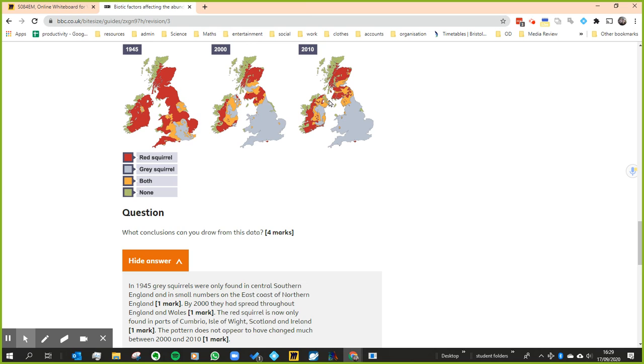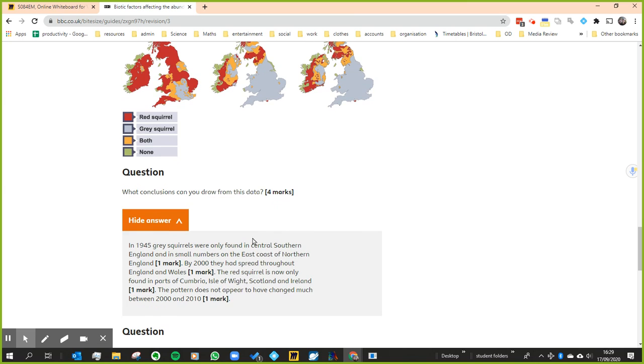For the fourth mark, just noticing that it hasn't really changed between 2000 and 2010. It looks like it's changed slightly, but if you look at some areas, they've actually gone down. So as in the grey squirrels have gone down. So here there's a little population of grey squirrels, and 10 years later, that's actually reduced. It might have increased a little bit here, but it's decreased there, and it's decreased here as well, actually. So that's kind of what they want you to say for 4 marks there.